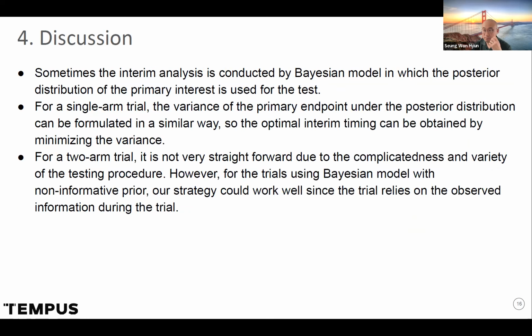Here, everything is based on time-to-event, but we can extend this to a Bayesian approach. The Bayesian approach uses the posterior distribution, and for single-arm and two-arm trials, we can also apply the same idea to the variance of the primary endpoint under this posterior distribution. Okay, I think the time's up, so this is my presentation.